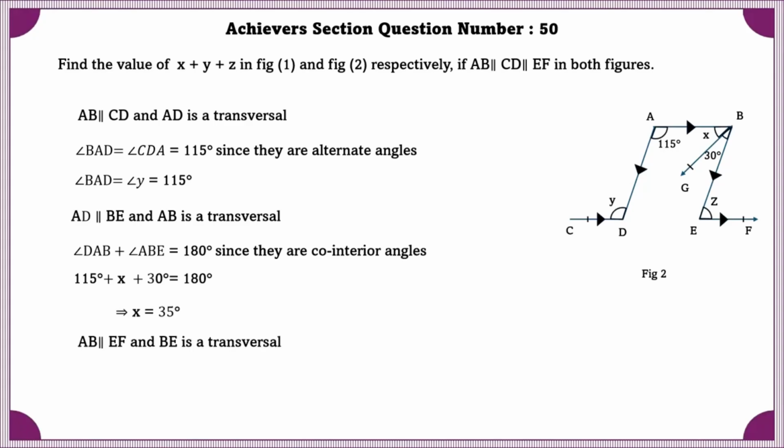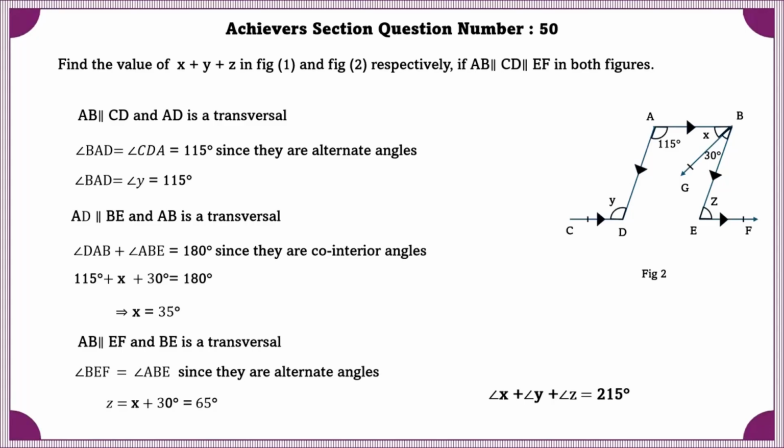AB is parallel to EF and BE is a transversal. Angle BEF is equal to angle ABE since they are alternate angles. So, Z is equal to 65 degrees. Now, angle X plus Y plus Z is equal to 215 degrees.